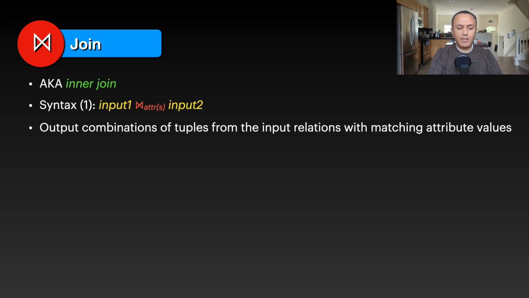It's usually represented by this bow tie symbol. The syntax is like this. There are actually multiple syntaxes. The first one is you put the bow tie with some attributes. These are called the join attributes or join keys, and then you put the two inputs. The meaning is that we're combining tuples from both sides that have equal values for these join attributes. What does that mean? Let's see that as an example. One more thing to note is that the join attributes are output only once in the output relation.